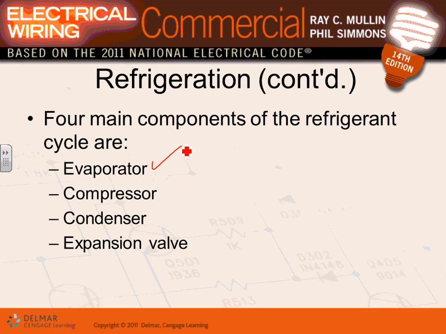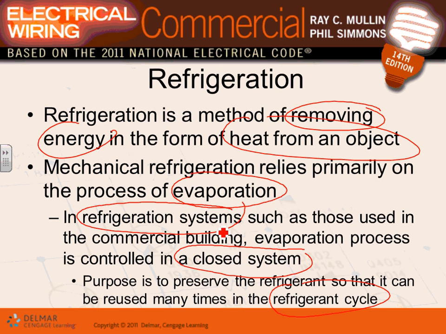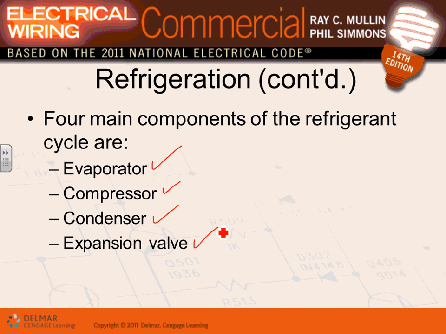The evaporator picks up the heat from the space. The compressor will pull the refrigerant that turned from liquid into a low pressure gas and compress it into high pressure gas. The condenser picks the heat out of these coils and throws it outside. And the expansion valve regulates the flow of that liquid into the evaporator. These are the major four parts of the refrigeration cycle.